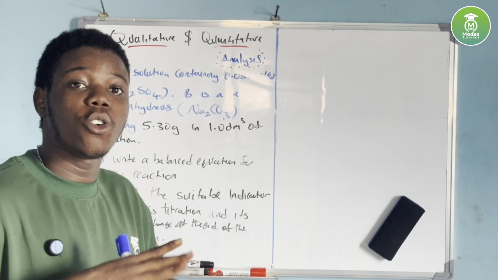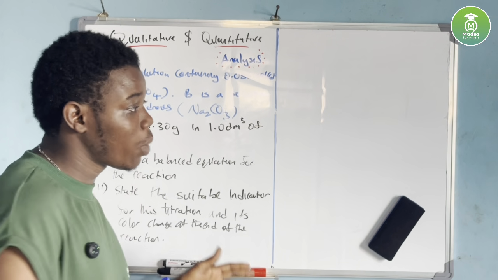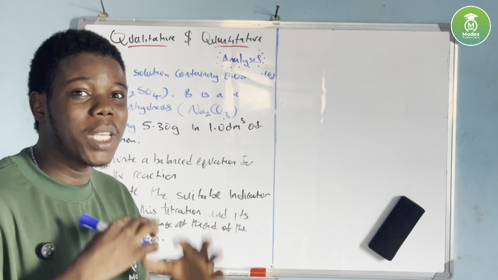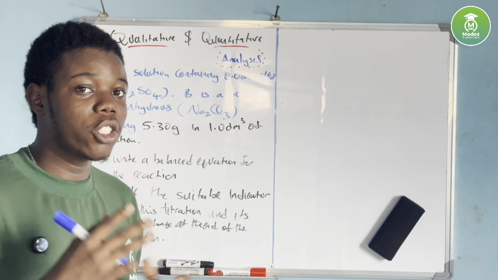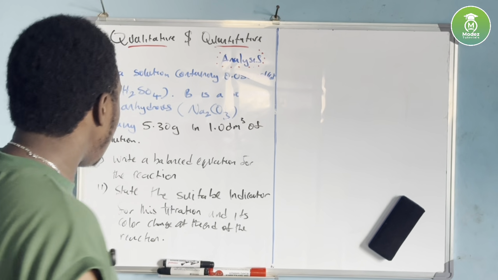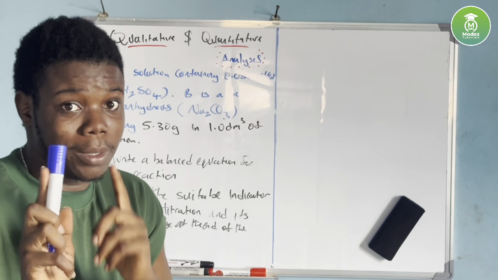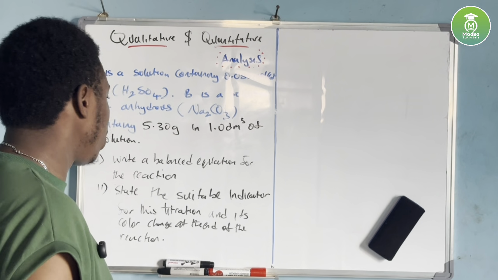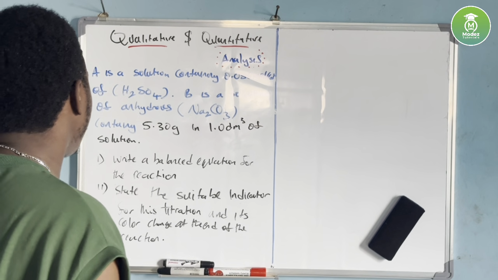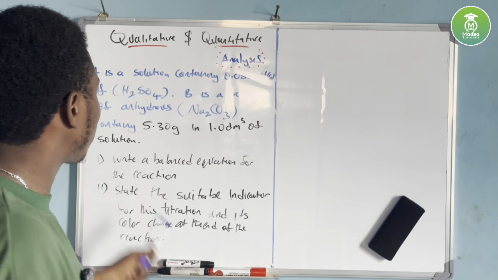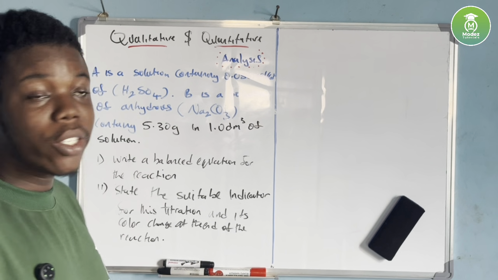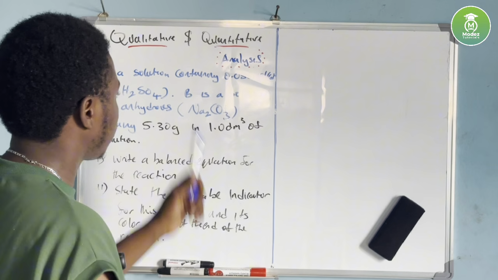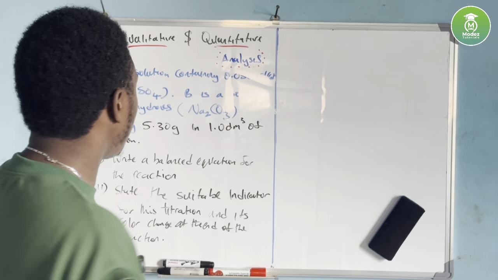So this is more like an alternative to practical, but when I'm doing the tables, I will also be explaining certain things. So make sure you pay attention very, very well. Now, first of all, this is something where I can ask. Number one, write a balanced equation for the reaction. First of all, they told you that this is a reaction between what? H2SO4 and what? Sodium trioxocarbonate(IV).